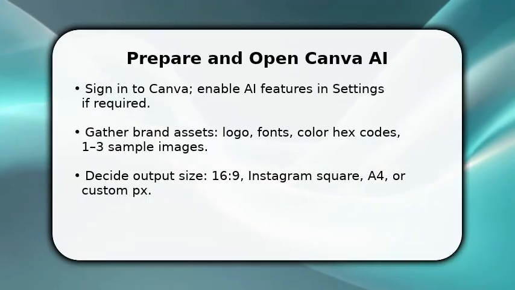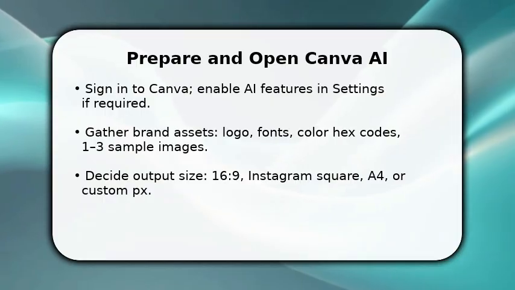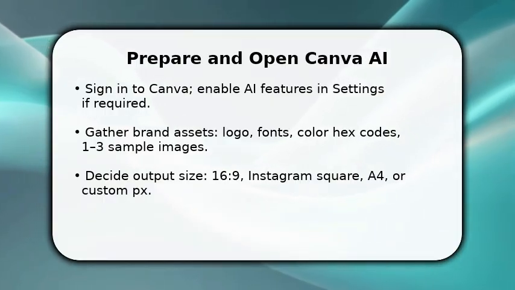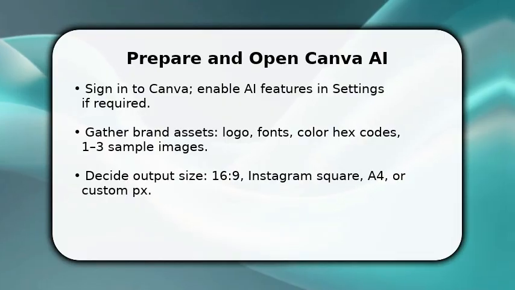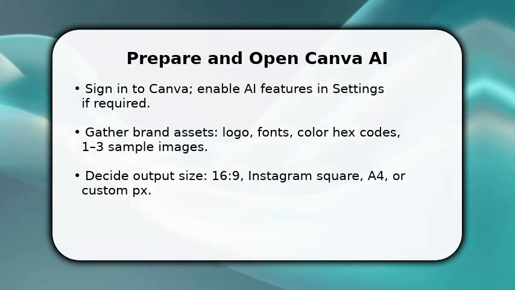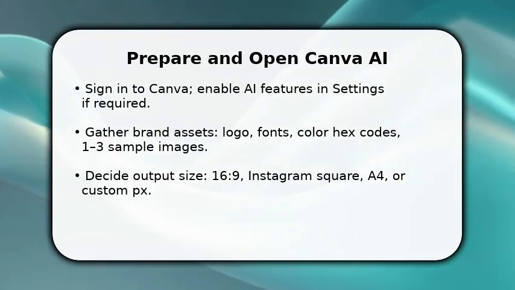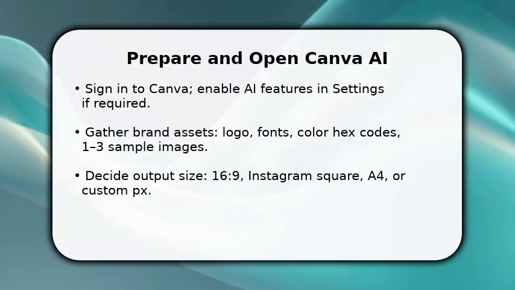You start by signing into Canva and enabling AI tools. This unlocks templates and text to image. Once done, upload your brand assets, logo, fonts, hex colors, and 1 to 3 sample images to keep visuals consistent.